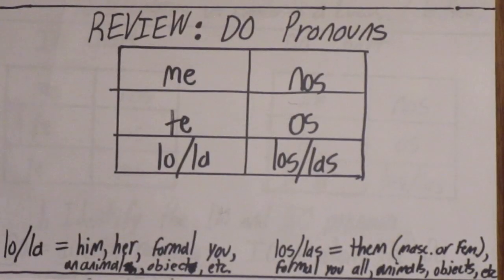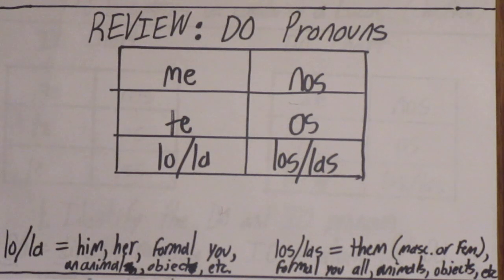First, let's review how to create direct object pronouns in Spanish. We can do this by using the following chart. For me, it will be me in Spanish. Same spelling, different pronunciation. For the informal you, it will be te. Him, her, and the formal you will be lo or la, depending on if it's masculine or feminine.